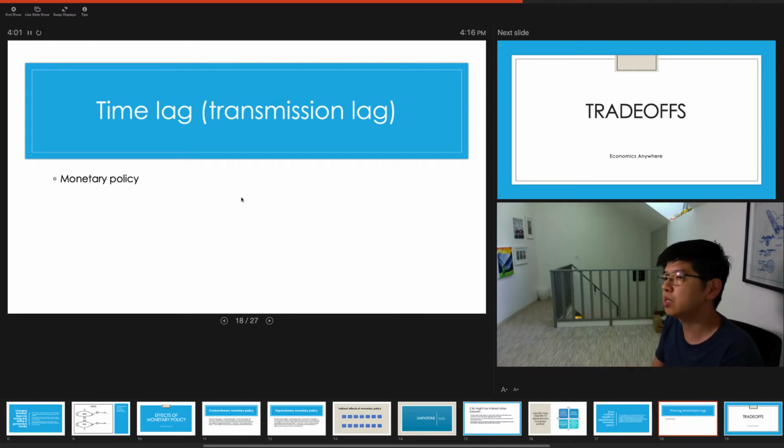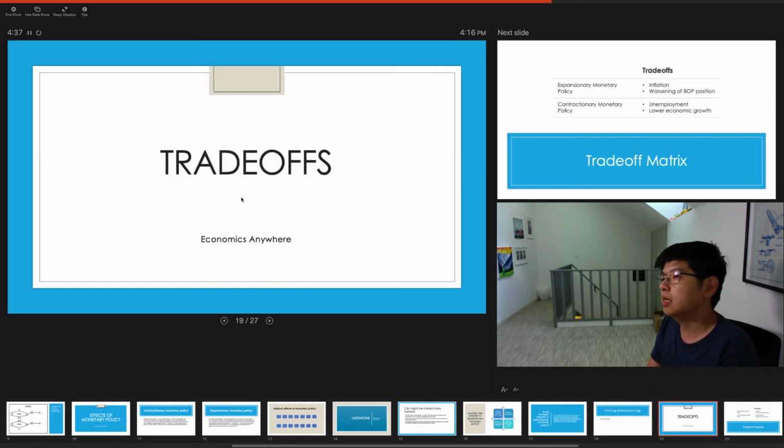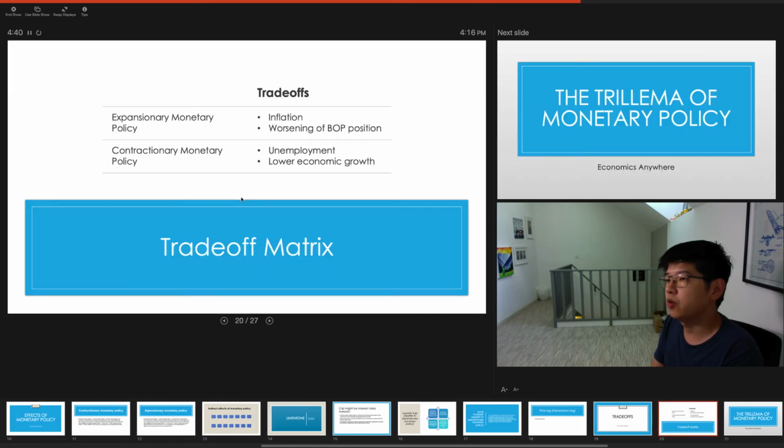So where does the time lag come from for monetary policy? It comes in the form of transmission lag. Yes, we can change interest rate today, but how long does it take for consumers and investors to react to this interest rate change? Even if you change interest rate today, are consumers going to go out and buy a car today just because interest rates are lower? Even if you lower interest rates today, are investors going to go out and carry out new investments? They need time to plan, right? Purchases need time to plan, investment needs time to plan. So this takes time.